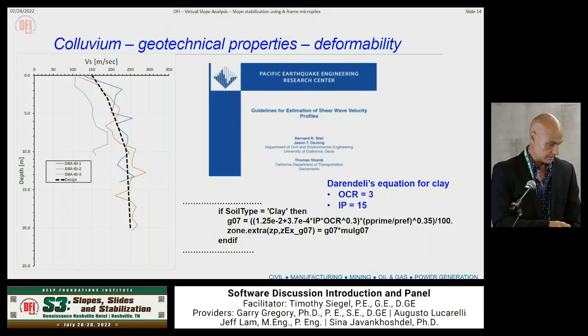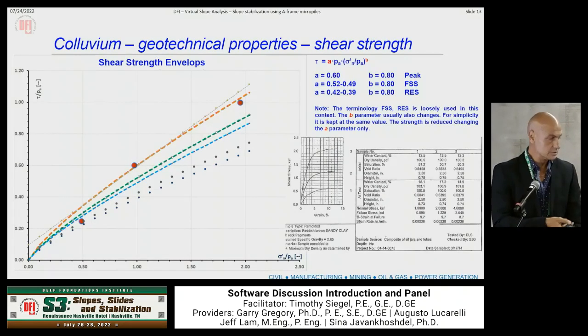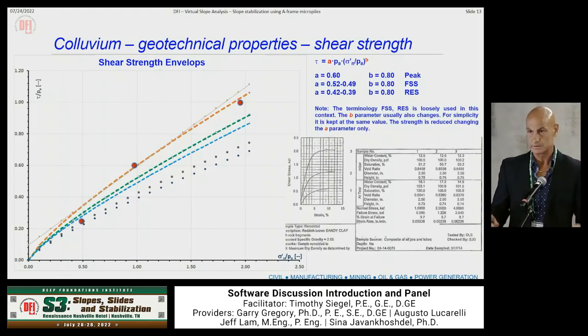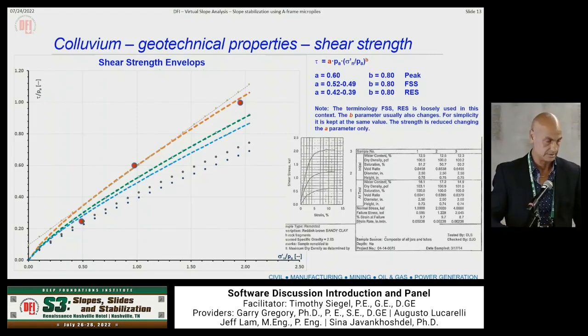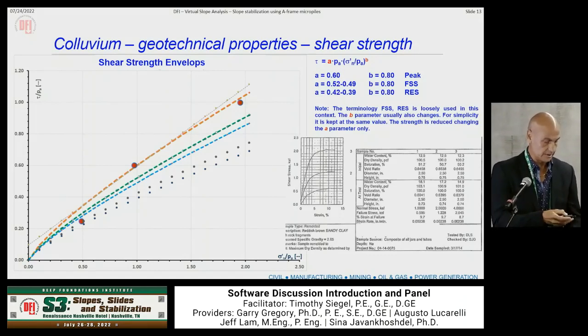The other aspect that I was mentioning: in this approach, I'm using a peak, fully softened, and residual strength. I'm using these terms loosely, just to give the idea that we have different levels of strength that can be mobilized during the strength reduction process. So it's not really the correct terminology, but I think we are all familiar with that anyway.